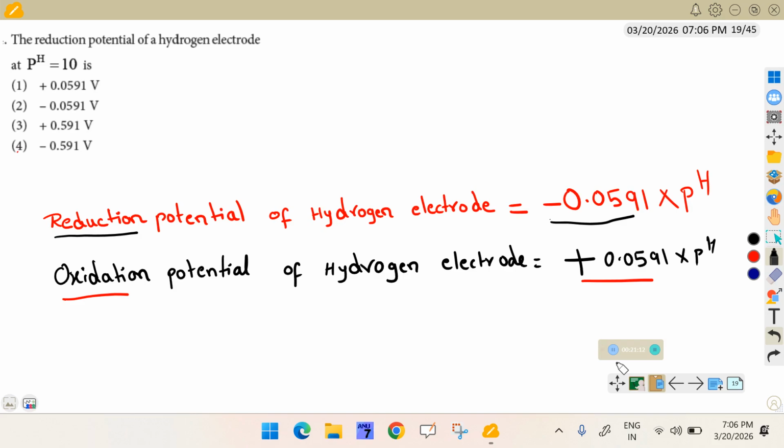The reduction potential of a hydrogen electrode at pH equal to 10 is? Reduction potential, pH is given. Reduction potential is calculated by using the formula minus 0.0591 into pH. So minus 0.0591 into 10 is equal to minus 0.591 volts. Fourth option is correct.